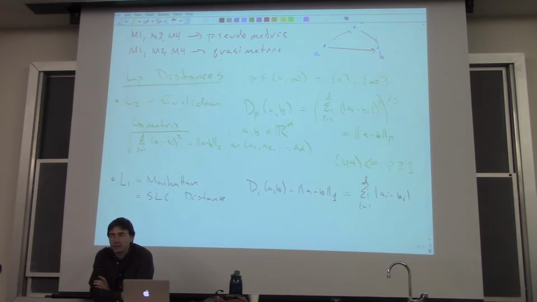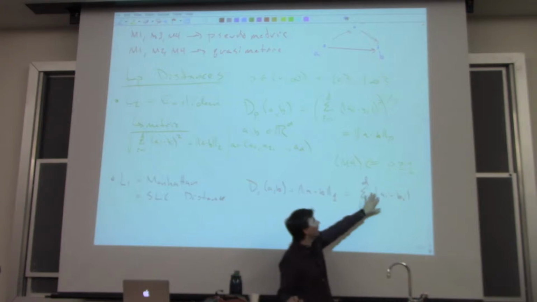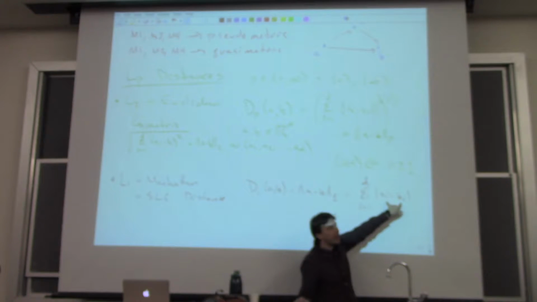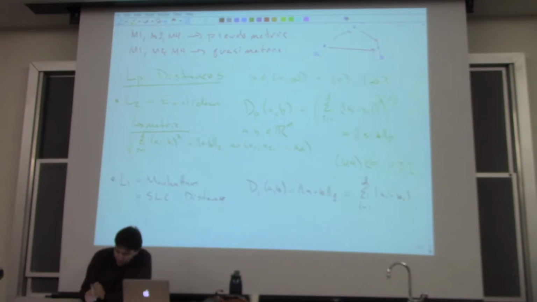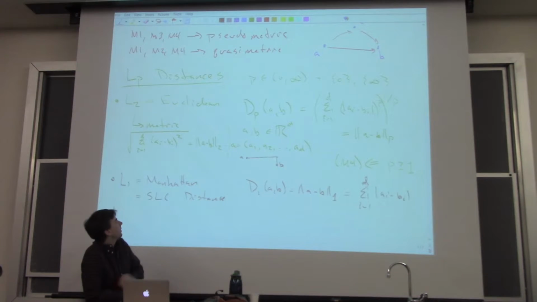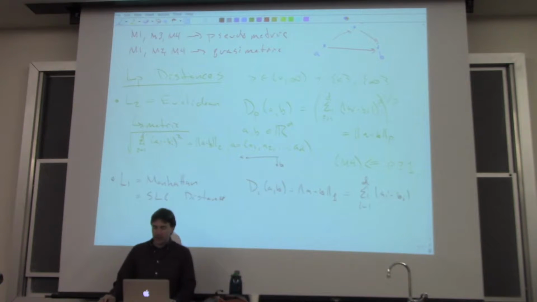Taking to the power of 1 over p on the outside becomes taking to the power 1, which doesn't do anything. So I'm just summing the absolute values of the coordinates. If I'm walking on this nice grid from point A to point B, then it's this distance plus this distance. That's why it's called the Manhattan or the Salt Lake City distance. It's the sum of the coordinates. It's like walking down the blocks.